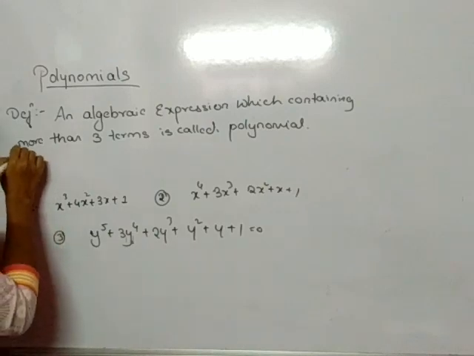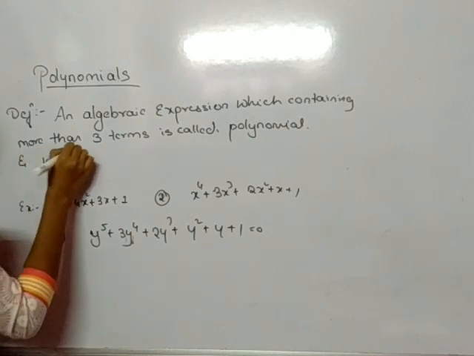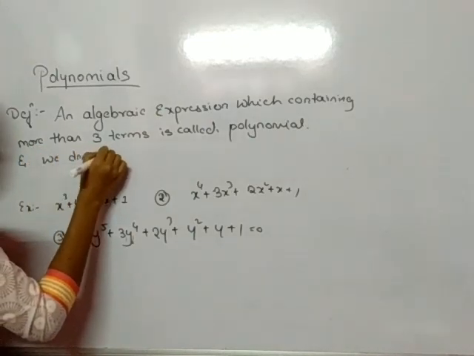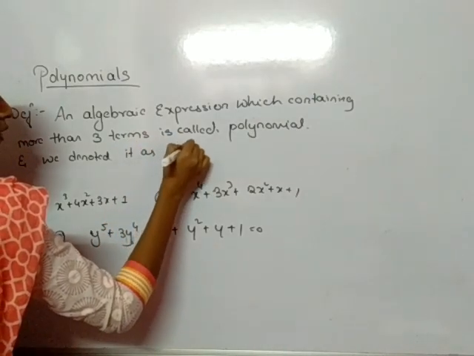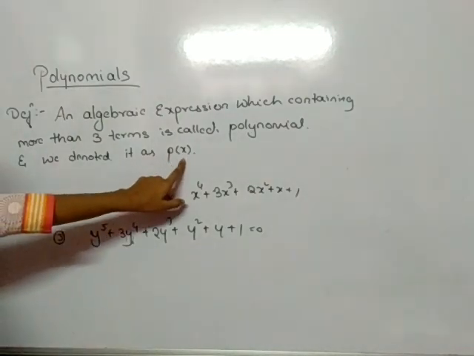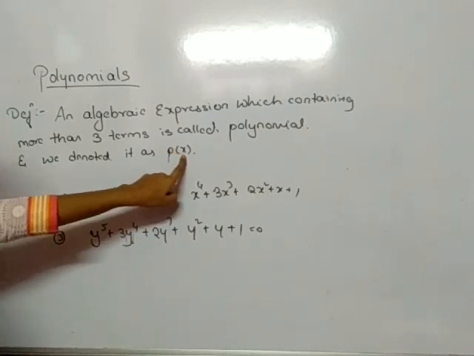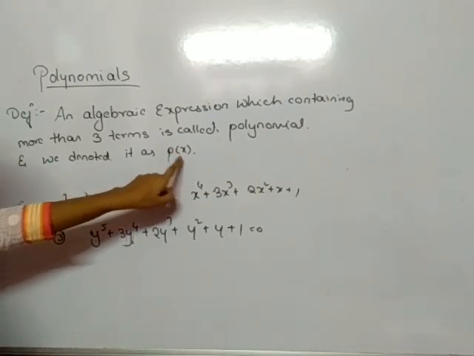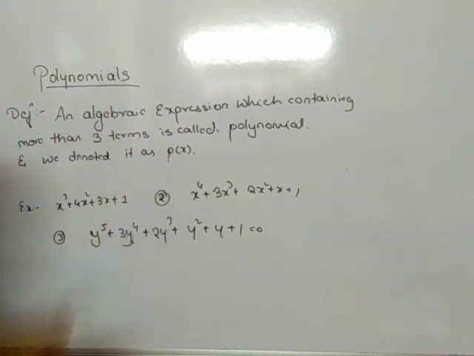And we denote it as P of x. The notation to denote the polynomial is P of x. How to read it? We need to read it as P of x. Here P means polynomial. It is a polynomial which contains the x variable. Did you all get it? How to read it as P of x?